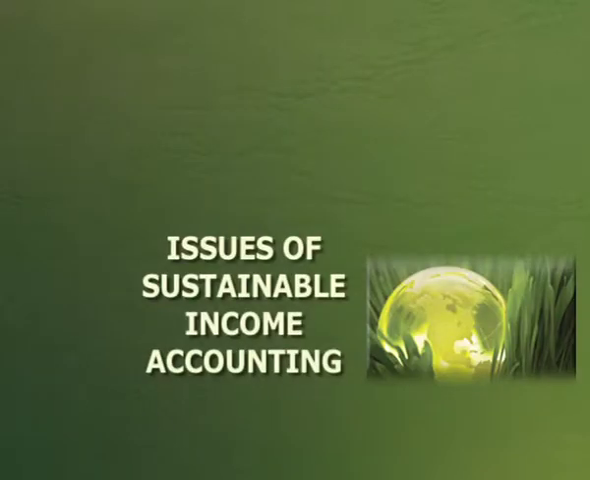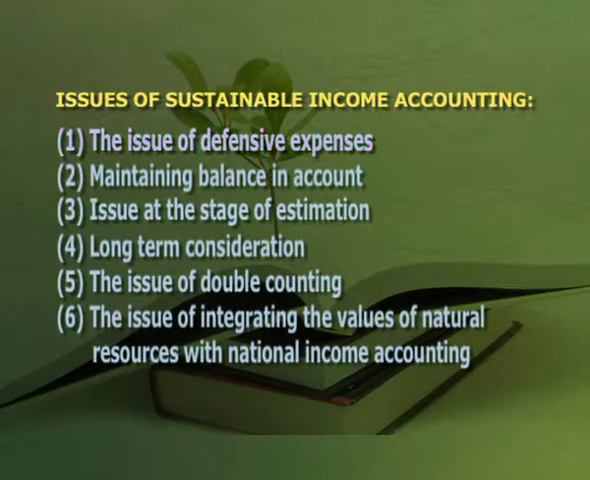Issues of sustainable income accounting. In relation to sustainable income accounting, there are a number of issues, both at the theoretical and empirical levels, which can be analyzed as: number 1, the issue of defensive expenses. In sustainable income accounting, this issue needs to be carefully dealt with. These expenses are incurred by the society as precautionary expenses against facing the externality effect of environmental degradation. For example, the purchase of a water purifier to protect against deteriorating water quality.